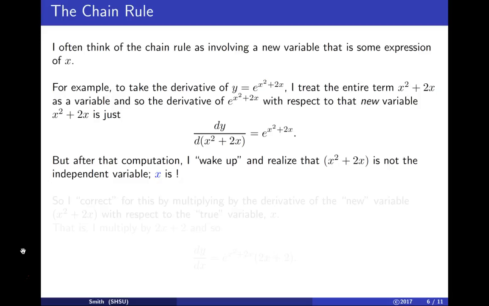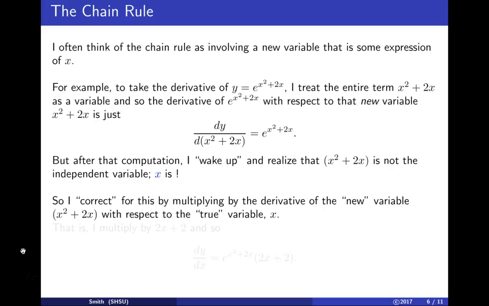And so when I'm all done with the first step, I have to correct for this by multiplying by the derivative of the new variable. The derivative of x squared plus 2x with respect to x is just 2x plus 2. So that's the reason, again, I'm repeating the problem, but that's the reason we got e to the x squared plus 2x times 2x plus 2.